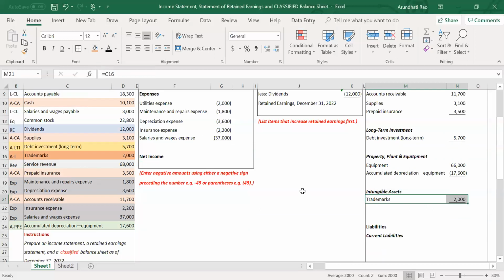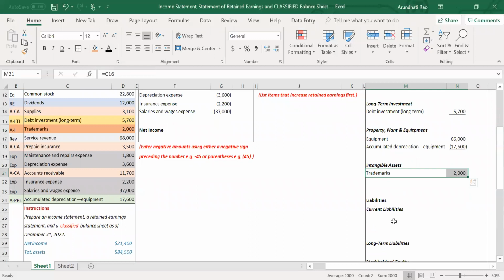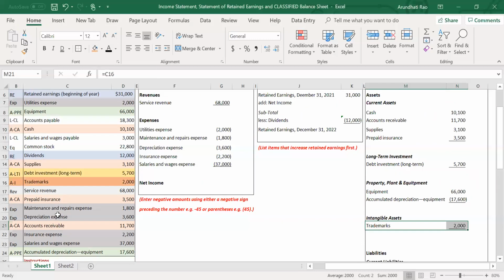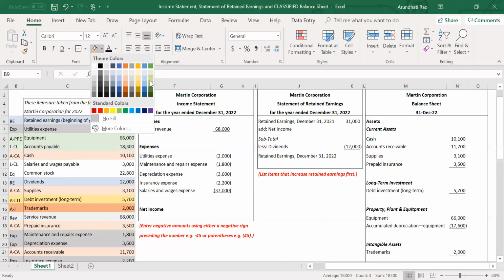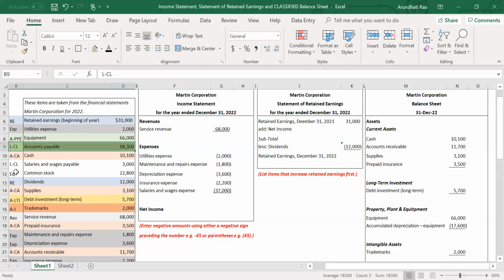okay? And then I come down to my liabilities. What do I have left with liabilities? I have accounts payable, salaries and wages payable. So I have two of these. So accounts payable and salaries and wages payable.